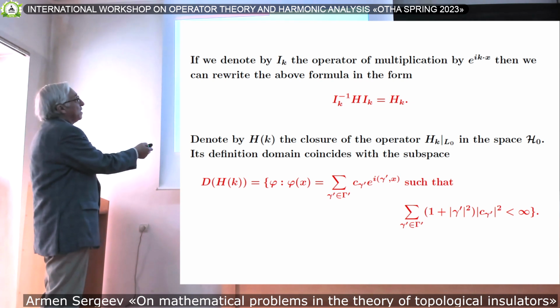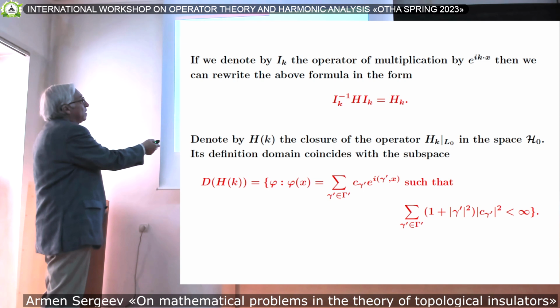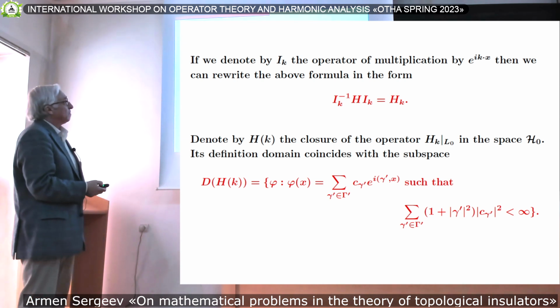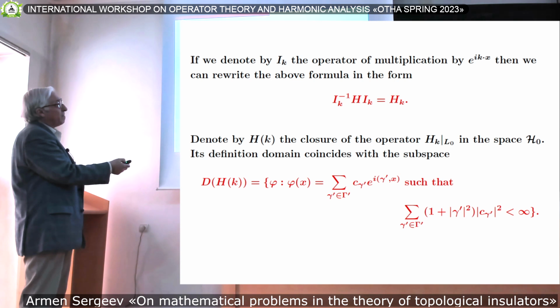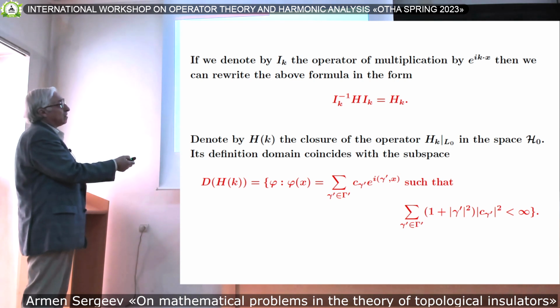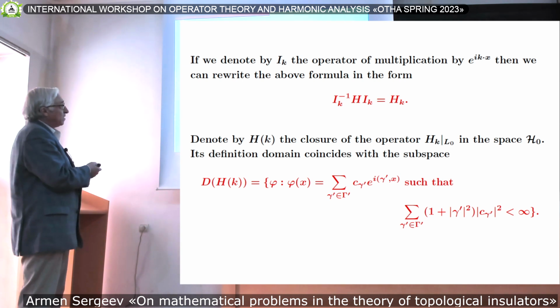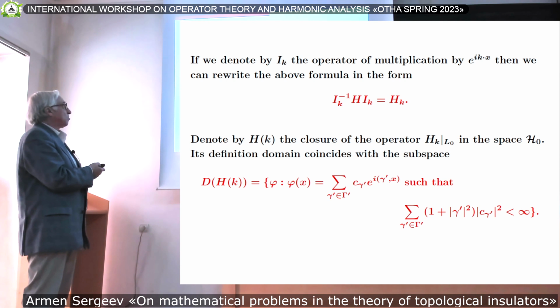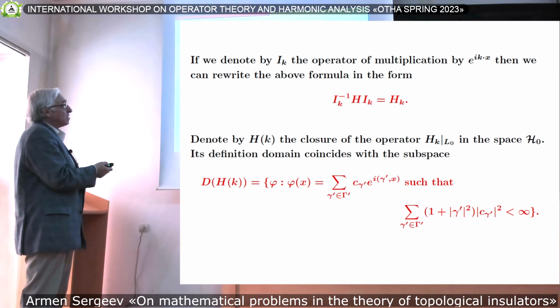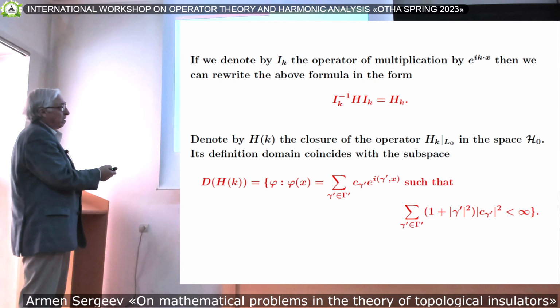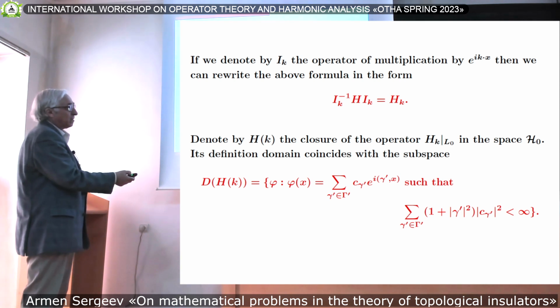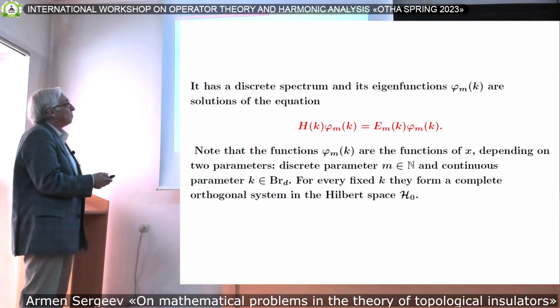This is just conjugation, and the conjugation with respect to this I_k is this Bloch Hamiltonian H_k. Now we consider this Hamiltonian H_k on the space of smooth functions, and denote by H(k) the closure of this operator in this L2 space. In fact, its domain of definition is easy to write down. It consists of the following Fourier series, such that this series converges.